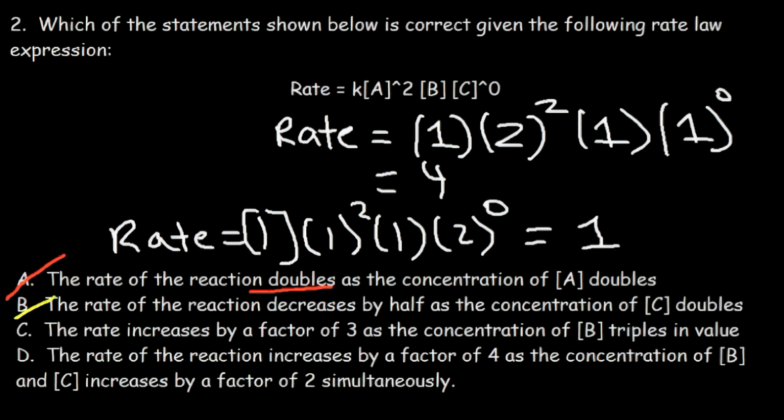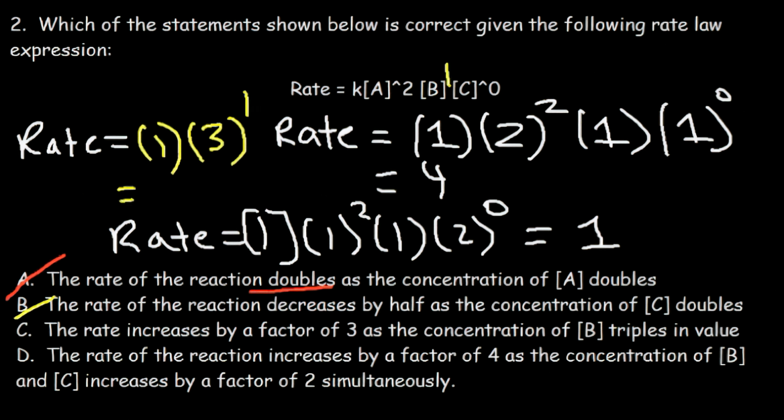C, the rate increases by a factor of 3 as the concentration triples in value. So rate is going to equal 1 for K. We don't have to put 1 for A or C because it's going to be the same. But we can plug in 3 for B, and B is raised to the first power. So 3 to the 1 is equal to 3. So C is a true statement. C is the answer. But now let's check the last statement.